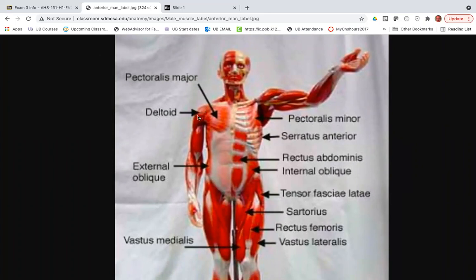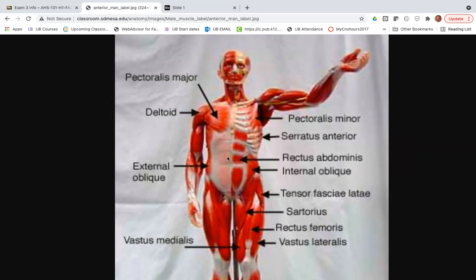Again, the deltoid has an anterior division, a posterior division, and a middle division. And each division can move the arm. And when I say arm, I'm referring to the humerus. When I say shoulder, I too am referring to the humerus. So the anterior delt will flex the shoulder, posterior delt will extend the shoulder, and the middle delt will abduct the shoulder.